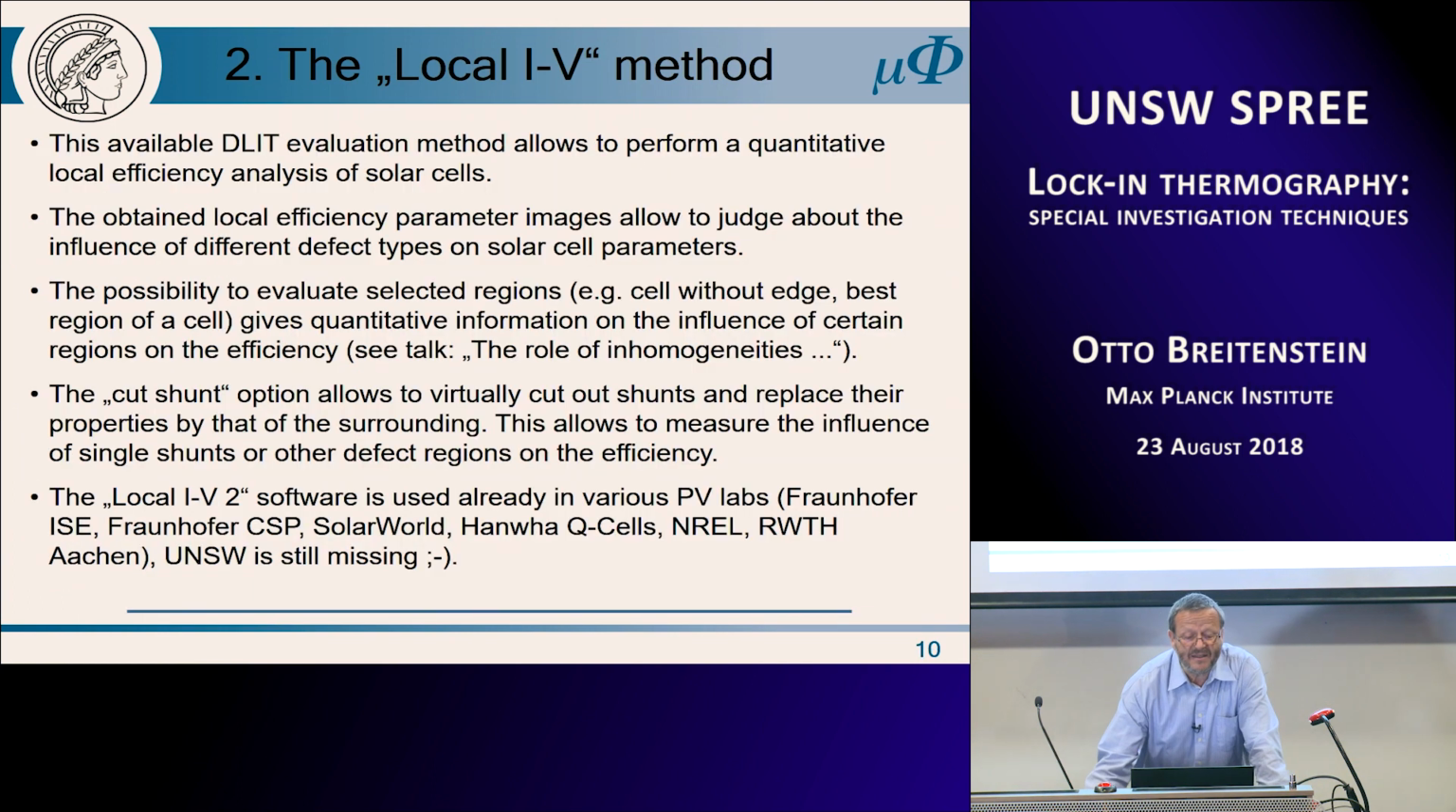So let me summarize the local I-V method. This available method allows to perform a quantitative local efficiency analysis of solar cells. And the obtained local efficiency parameters allow to judge the influence of different defect types on solar cell parameters. So the possibility to evaluate selected regions, for example, cell edge, or cell without the edge, or the best region of the cell, gives quantitative information on the influence of these regions on the efficiency. And in particular, the cut shunt option allows to judge the influence of single shunts on the efficiency.